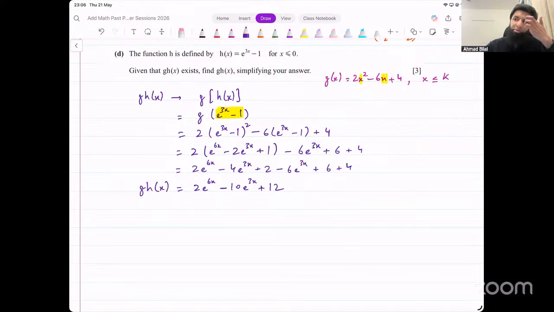Any problems with this? Make sense? This is the simplified form. If you write it in brackets, that will be the factorized form. So you'll just leave it as it is. This is the final answer.